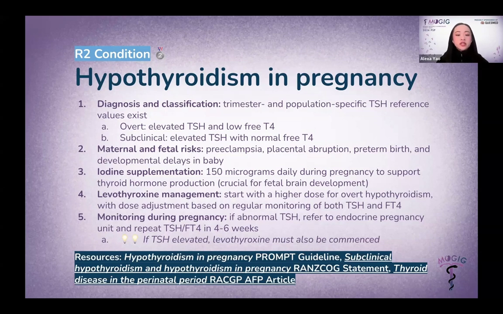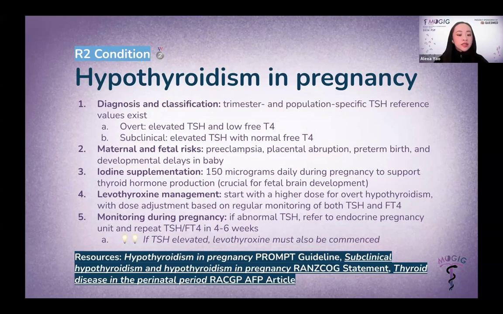In terms of management, levothyroxine should be used to correct elevated TSH levels in both overt and subclinical hypothyroidism. It's just that when it comes to overt hypothyroidism, the starting dose is higher, and dose adjustments should be made based on regular monitoring of TSH and free T4 levels.